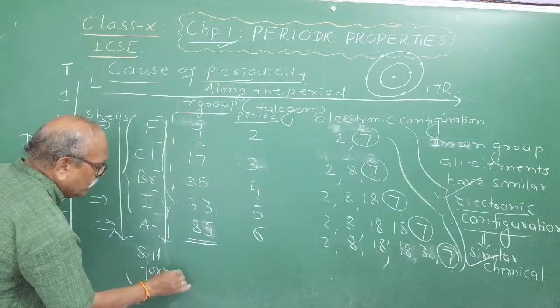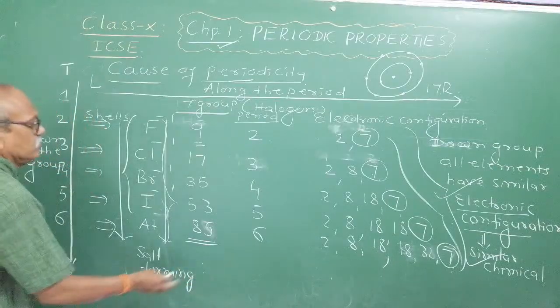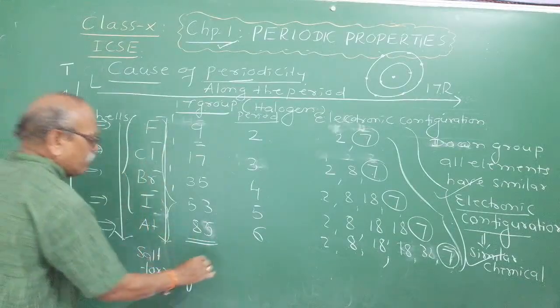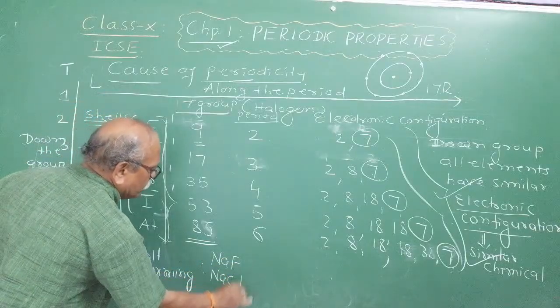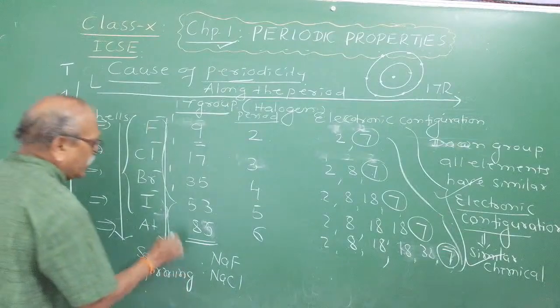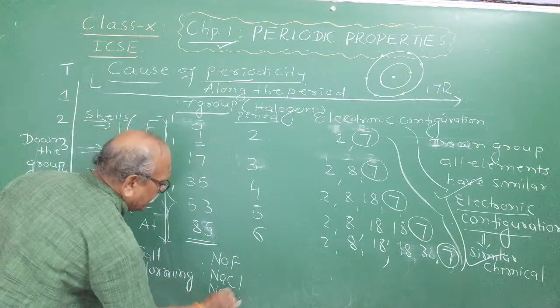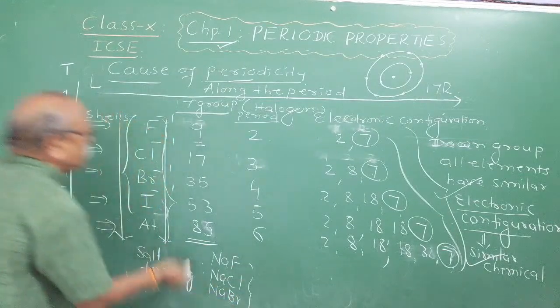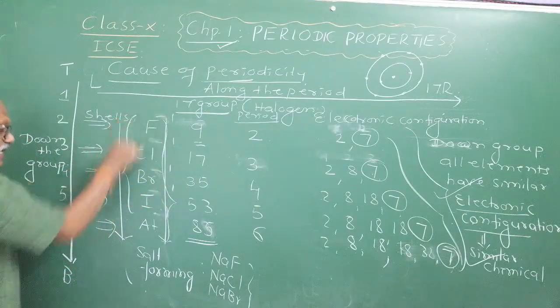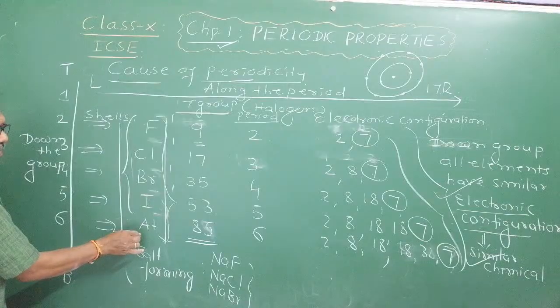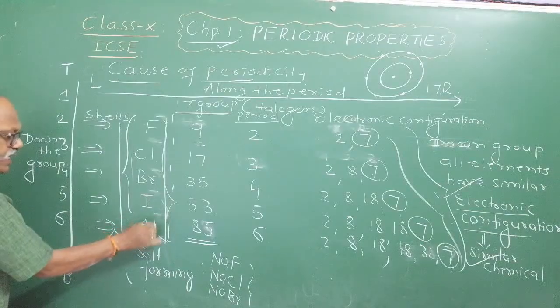The halogens all form salts only, right? Fluorine can form sodium fluoride, chlorine can form sodium chloride, which is common salt, and sodium bromide. They are salt forming. All of them have the same valency. I will come to the point. They have identical chemical properties.